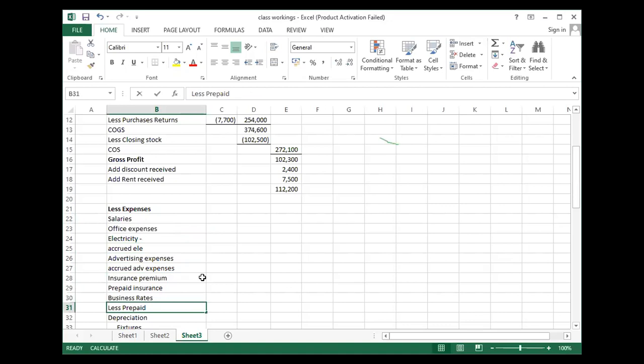This is accounting, not a computer. Not computer science, computer studies. The system logged me out. Oh, good. Let me share the screen again so that we are able to proceed together.